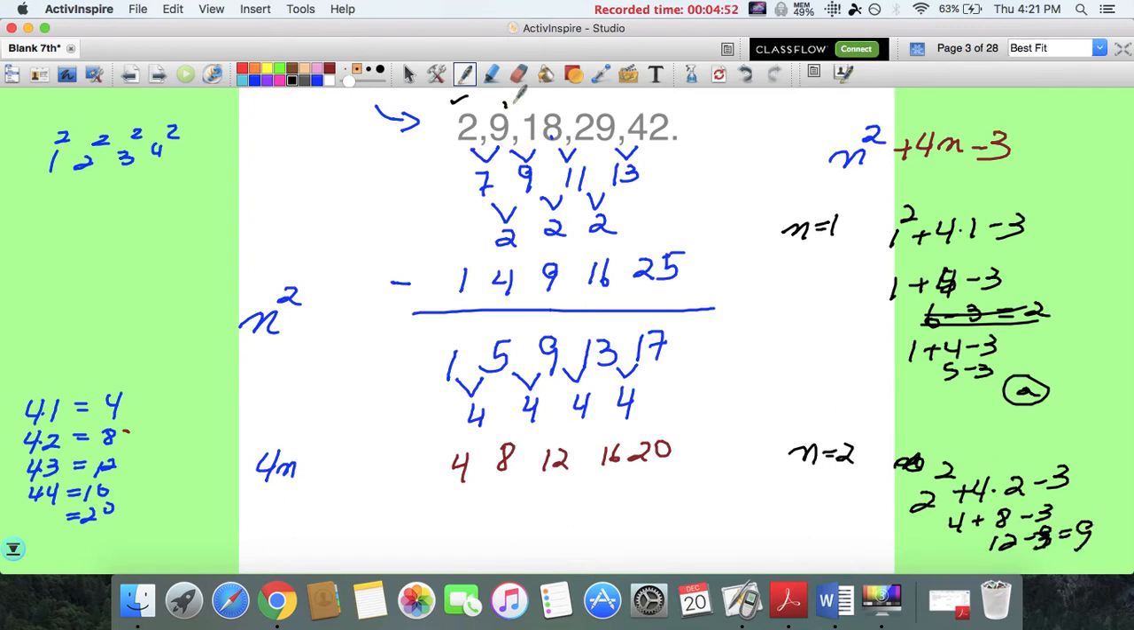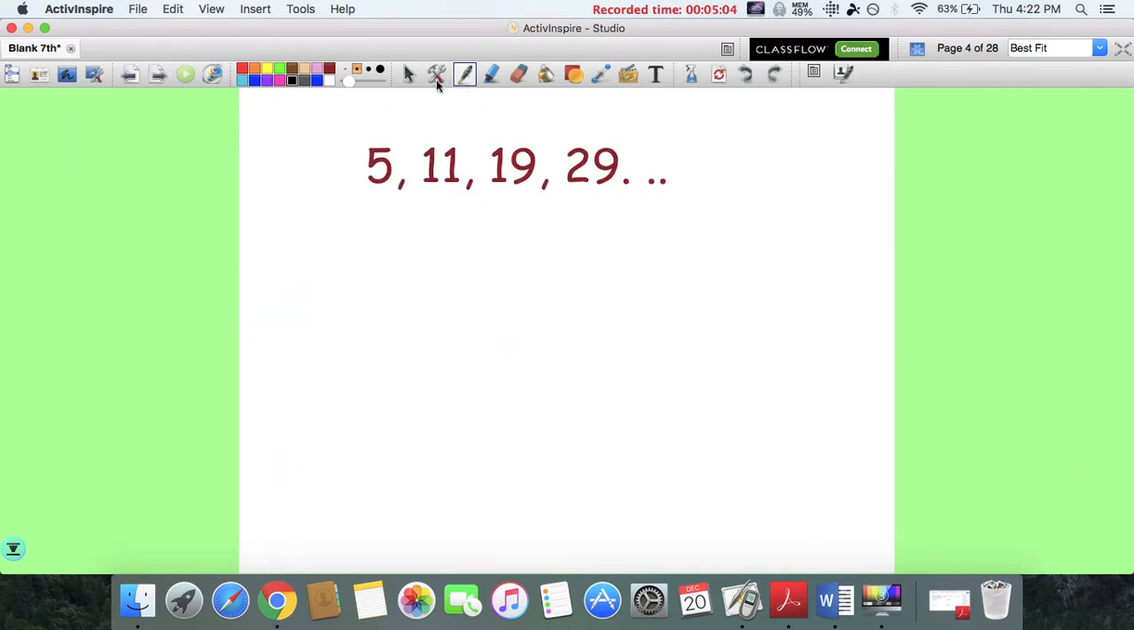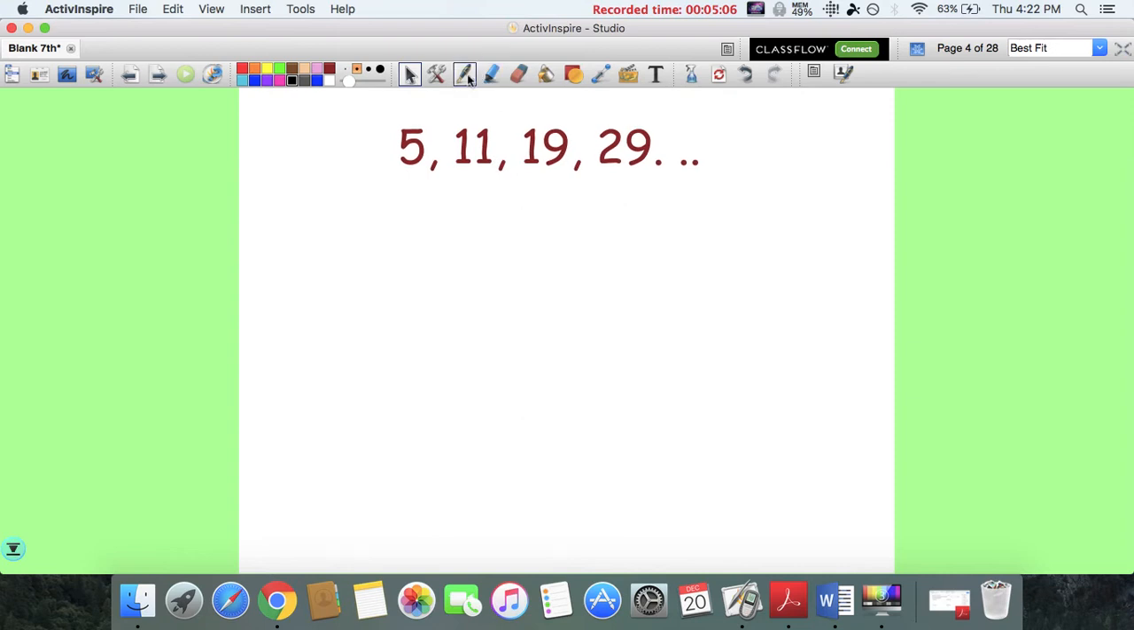And that's my second term. So this I can use to find any term I want in this particular sequence. Okay. Do another one. So 5 to 11 is plus 6.